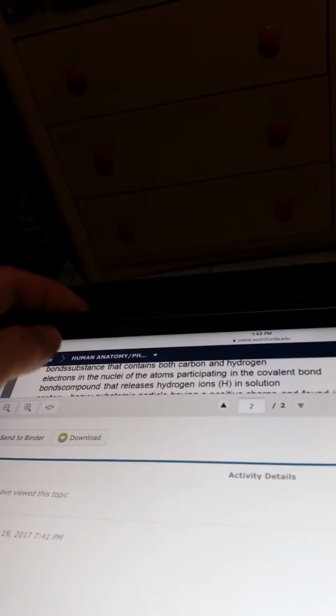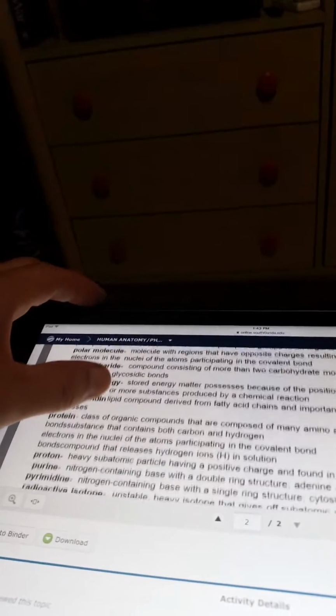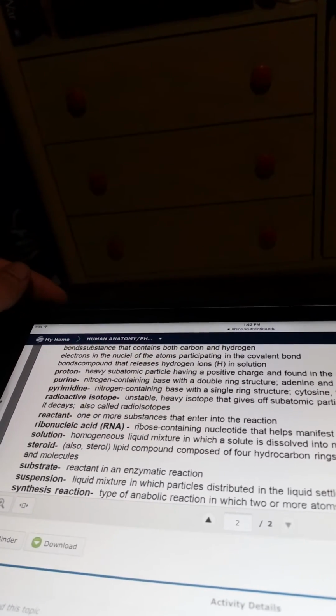Product, one or more substances produced by a chemical reaction. Prostaglandin, lipid compound derived from fatty acid chains and important in regulating several body processes. Protein, class of organic compounds that are composed of many amino acids linked together by peptide bonds. Proton, heavy subatomic particle having a positive charge and found in the atom's nucleus. Purine, nitrogen-containing base with a double ring structure, adenine and guanine.